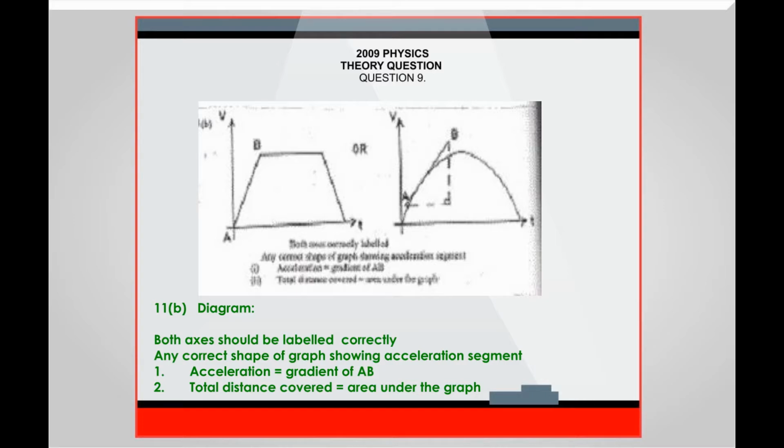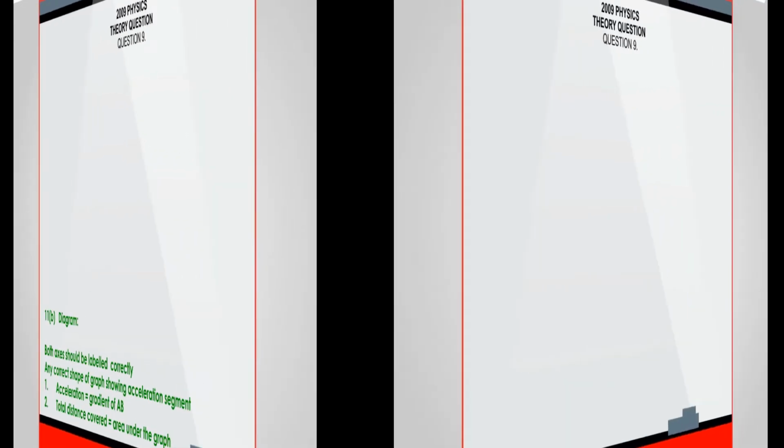Acceleration equals gradient of AB. Total distance covered equals area under the graph.